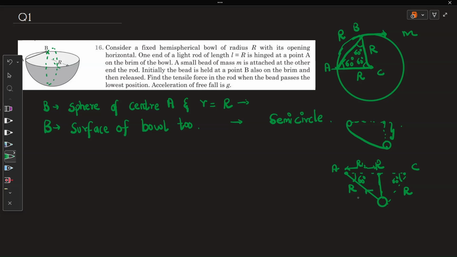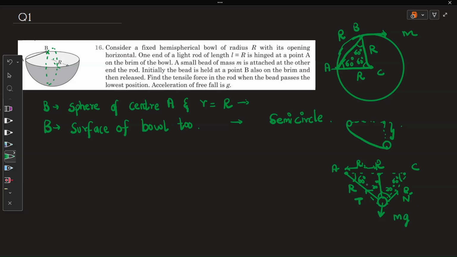Now what happens is, here tension T acts, and the normal reaction would act in this direction. If this is the surface, the normal reaction will act perpendicular to it, not perpendicular to the tangent. So it will be along the radial line connecting this point to C, in this direction. So this angle is 30 degrees and this is also 30 degrees, and weight mg acts downwards.